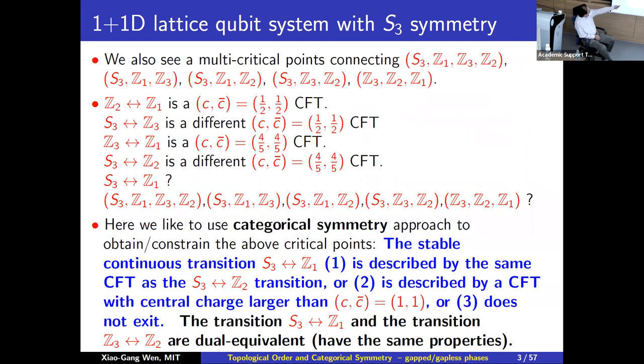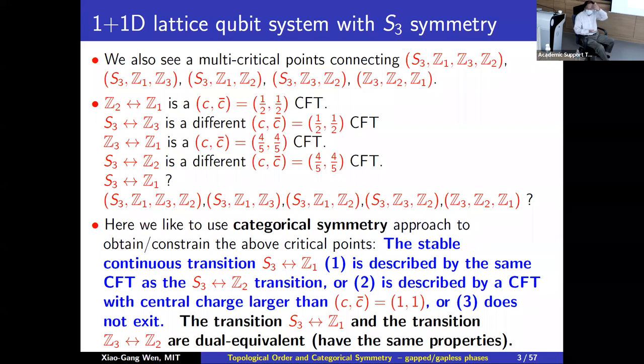So then we have a rich issue about what is the CFT of those multi-critical points? Those are questions we want to address. So therefore, what I'm going to do in this lecture and in the lecture next Monday is we try to use the categorical symmetry approach to obtain or constrain those critical points. We hope we can determine them completely, but if not, at least we constrain them largely.